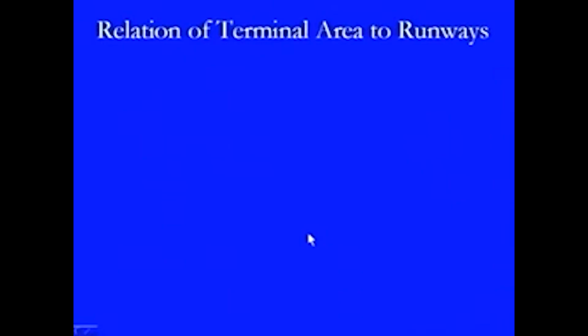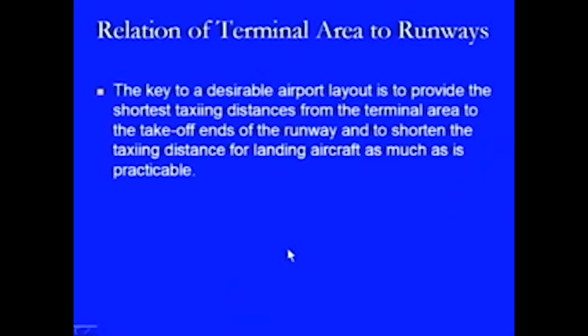Now, apart from these parts of the terminal system, what needs to be looked at is the relationship of the terminal area with respect to the runways. In this case, the key to a desirable airport layout is to provide the shortest taxiing distances from the terminal area to the takeoff ends of the runway, and to shorten the taxiing distances for landing aircraft as much as is practicable. The reason behind this is that we want to make the total time taken in the different processings as small as possible.